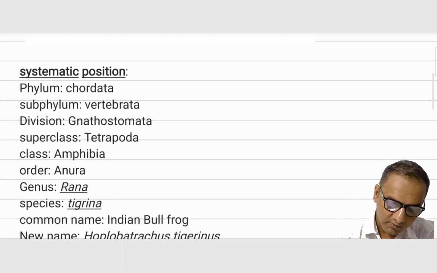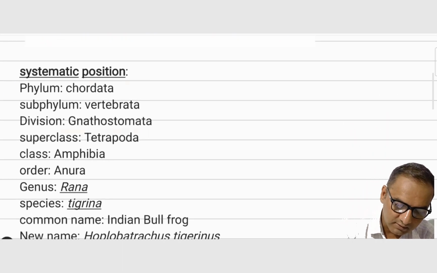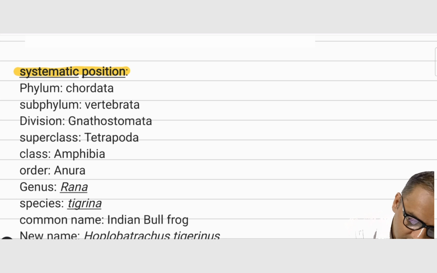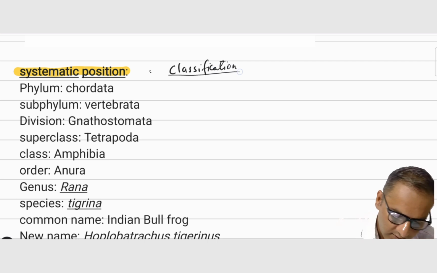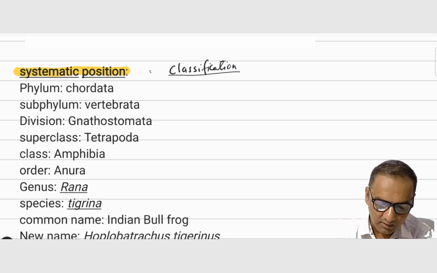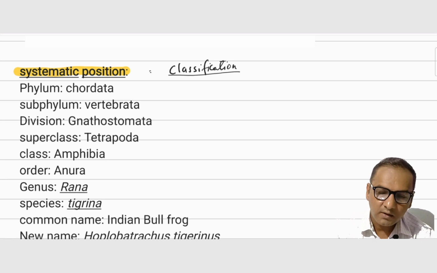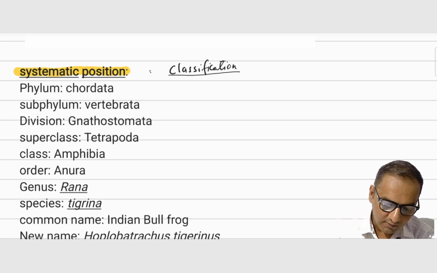Let us first begin from its systematic position. The systematic position is also called classification. It shows the position or the place of the animal in kingdom Animalia, where the frog lies in kingdom Animalia. About that we are going to study.